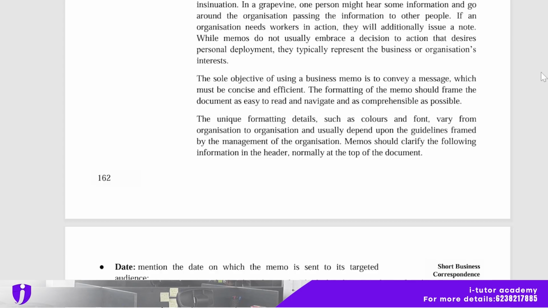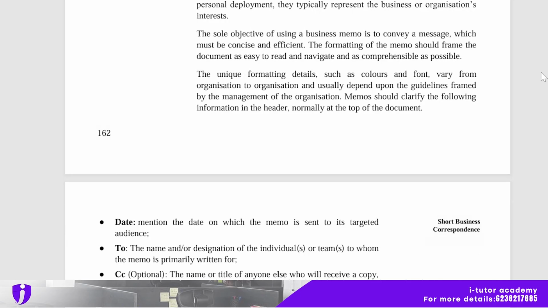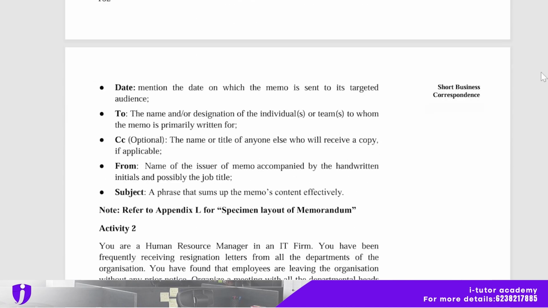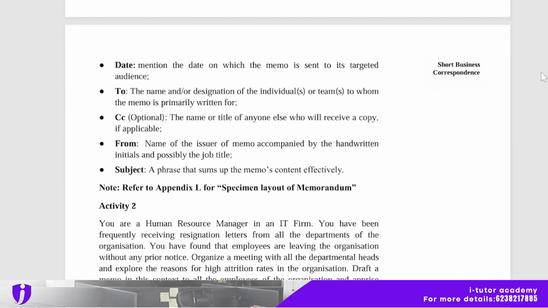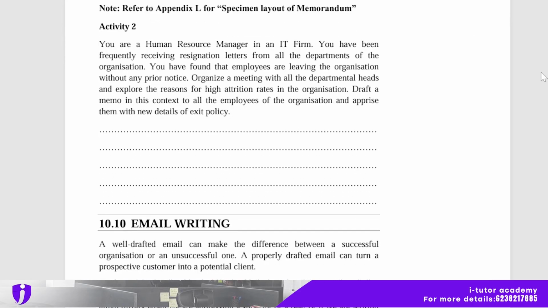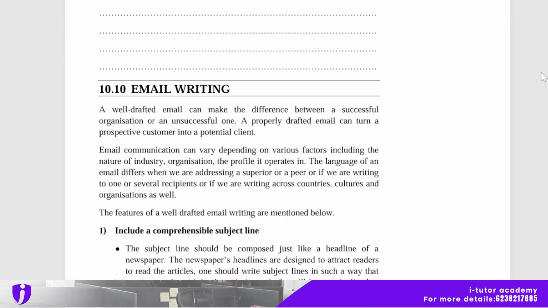A memo should clarify the following information in the header, normally at the top of the document. So there is the date, to, and CC, that is optional, the name or title of anyone else who will receive a copy if applicable. That is about CC, and from and subject are there. Okay, and in Appendix L, you will get the specimen of a memorandum. Activity 2 is here, so you just do it.